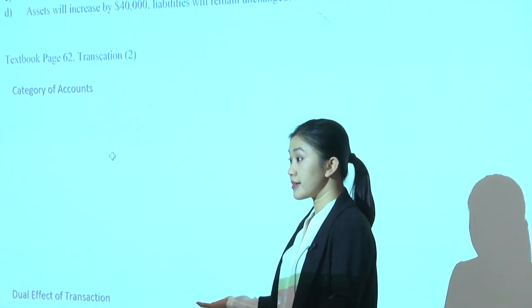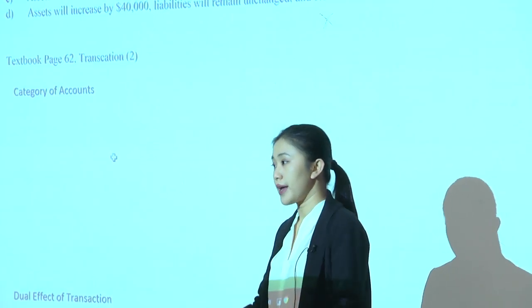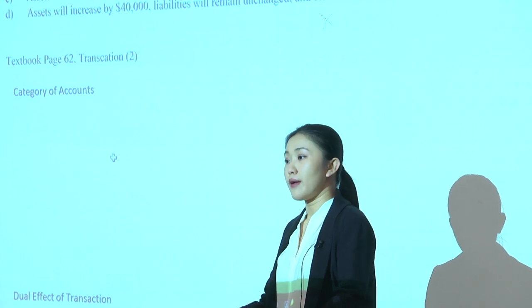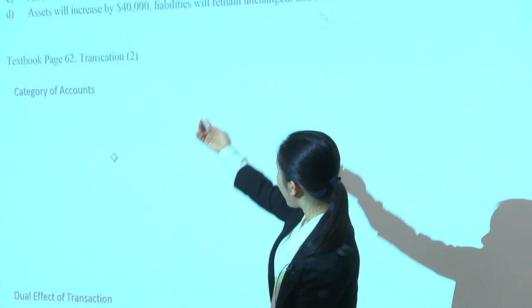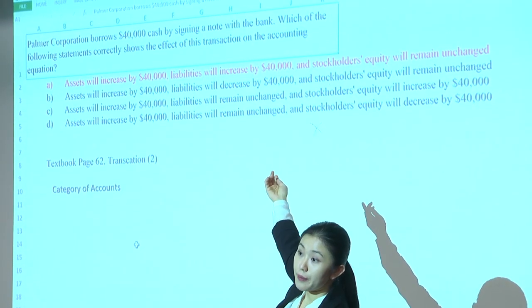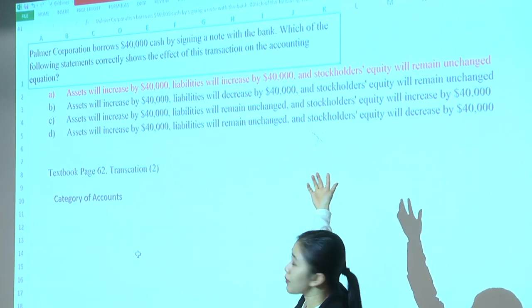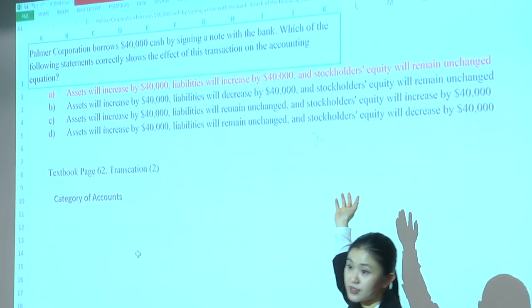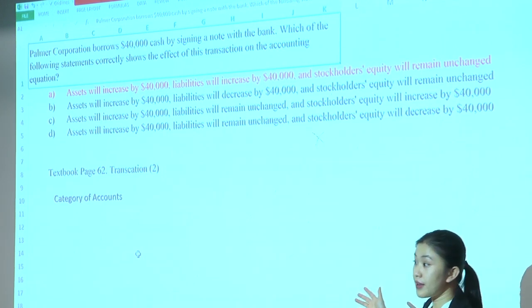So both increase. Now we know we have cash and note payable, and what are their categories? Cash must be an asset. So assets increase, and liabilities, the note payable, also increase. And there's nothing about stockholders' equity, so it remains unchanged. So this is the way we do it. This is kind of straightforward.